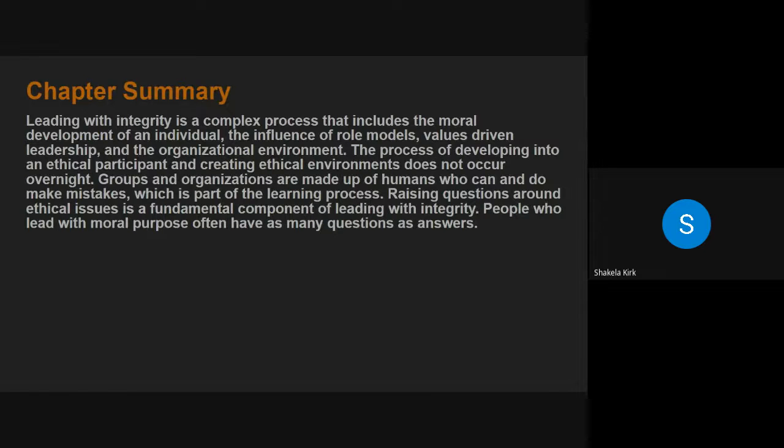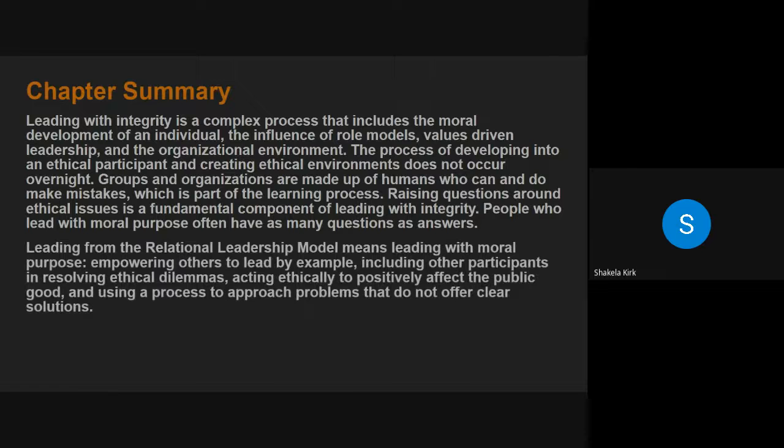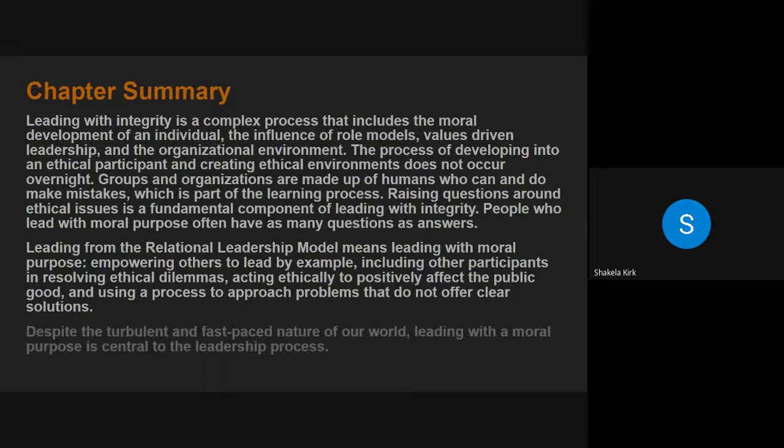People who lead with moral purpose often have as many questions as answers. Leading from the relational leadership model means leading with moral purpose, empowering others to lead by example, including other participants in resolving ethical dilemmas, acting ethically to positively affect the public good, and using a process to approach problems that do not offer clear solutions. Despite the turbulent and fast paced nature of our world, leading with a moral purpose is central to the leadership process.